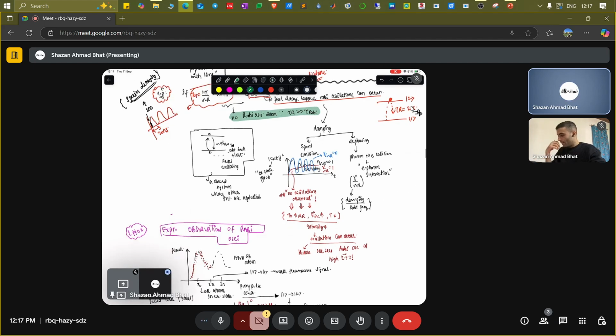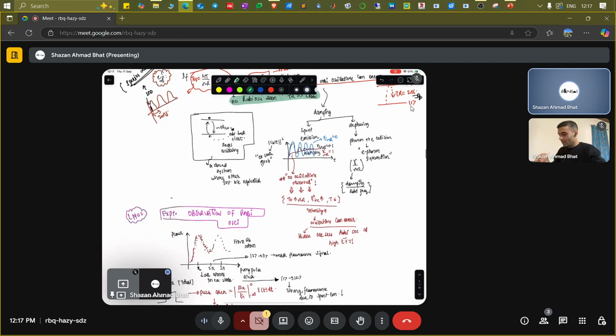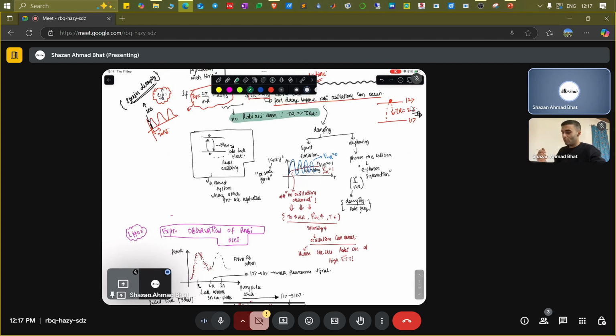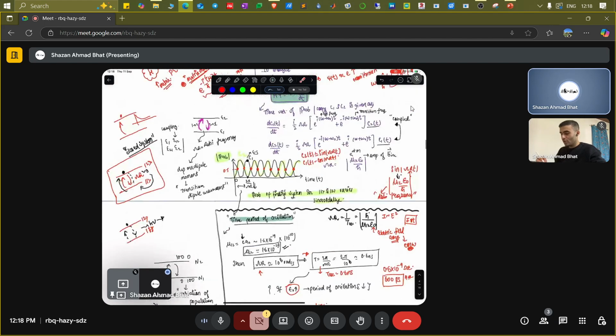So now there are two things. The damping basically happens. The damping I talked about: you are not going to observe these oscillations as such. There will be oscillations something like this, and they will damp with time. There will be exponential decay.